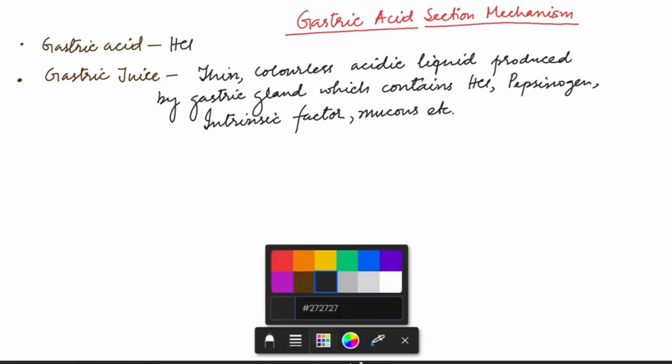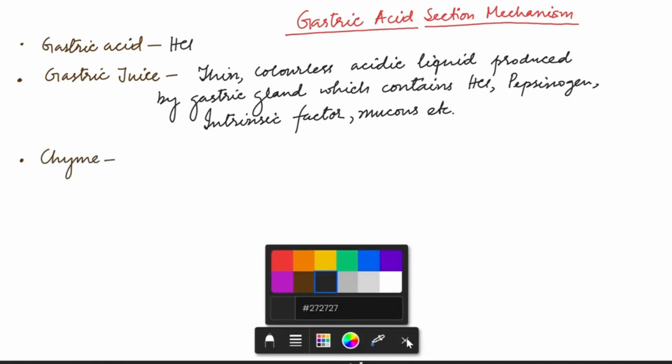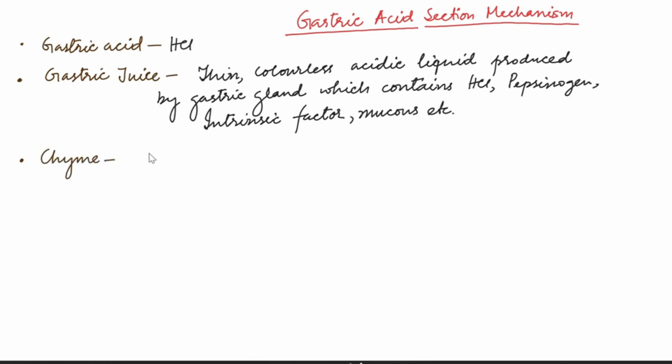Okay, now what is chyme? What do you understand by chyme? So chyme is when the gastric juice converts the gastric content to a semi-solid mass, which is called chyme.